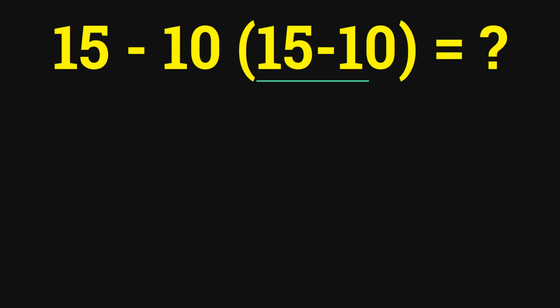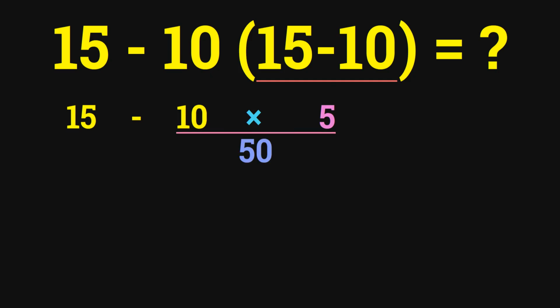So first, we do this parentheses. We have 15 minus 10 equals 5. And the problem became 15 minus 10 times 5. And now we must do this multiplication first. 10 times 5, which gives us 50.